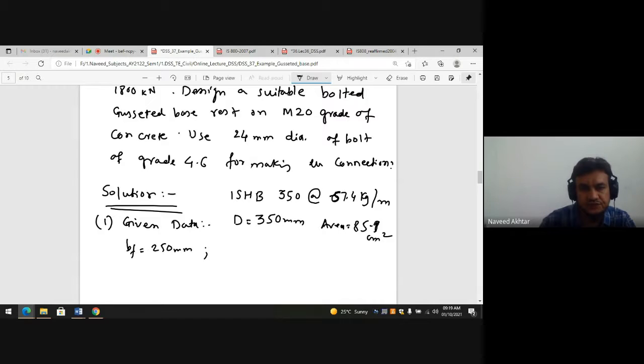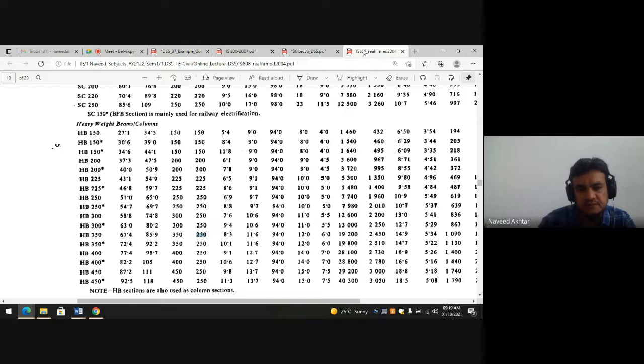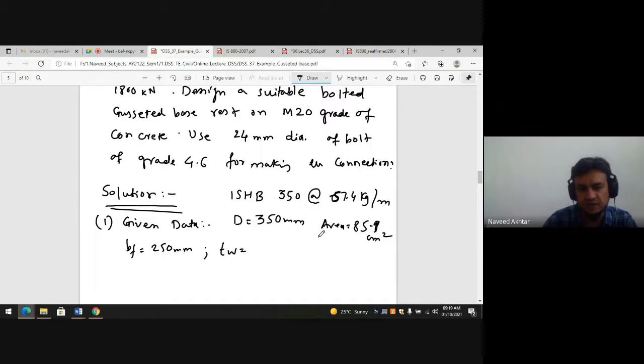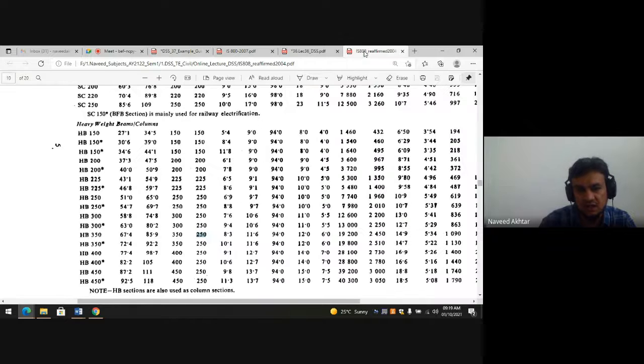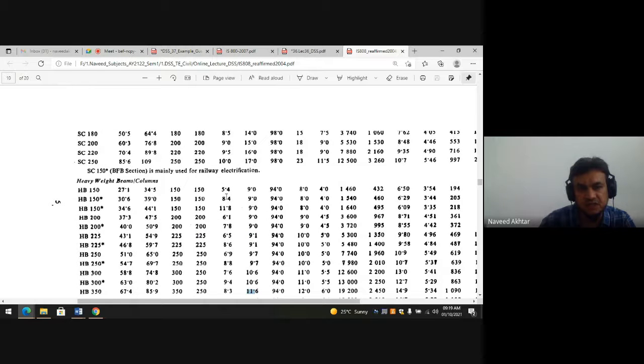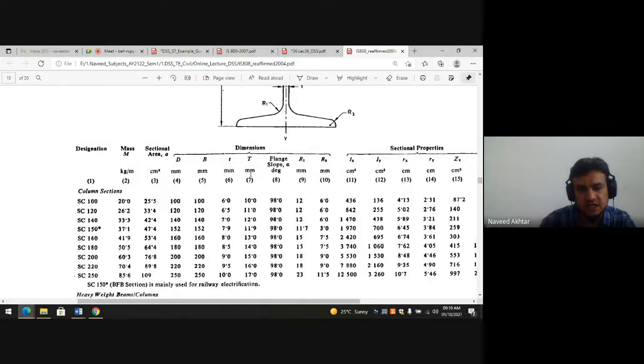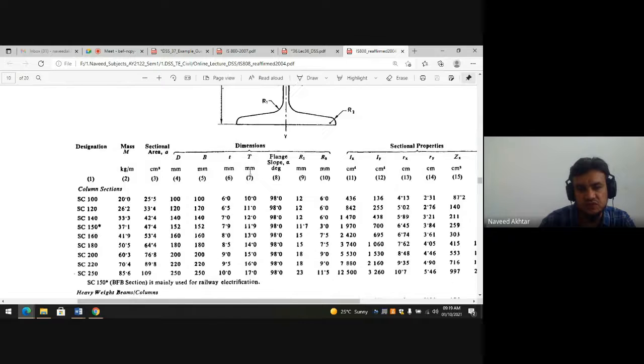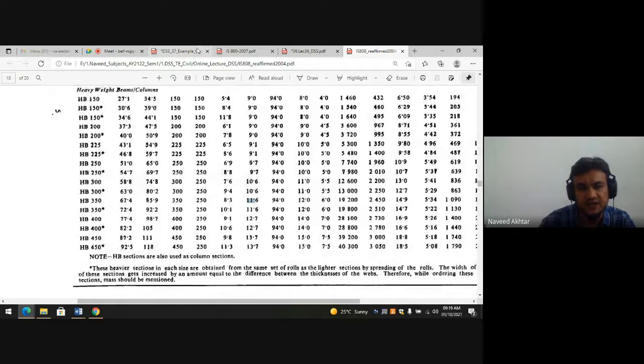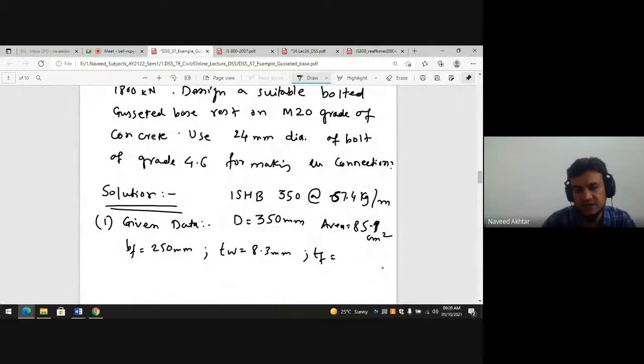And also thickness of web is 8.3 mm. Write down 8.3 mm. Thickness of flange TF is 11.6 mm. This is given in mm, and that's why I am writing it. Area is in centimeter square, but all these are given in mm, so I am writing in mm. So capital T is the thickness of flange, 11.6 mm.